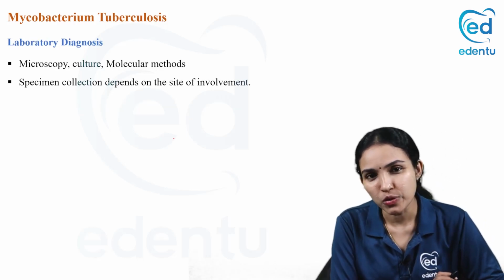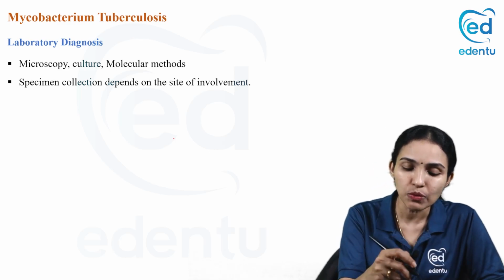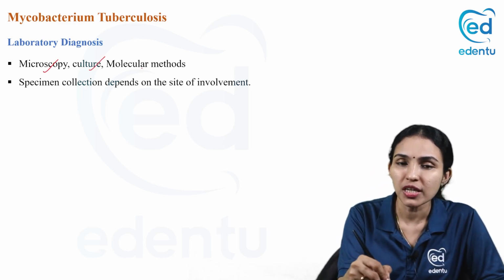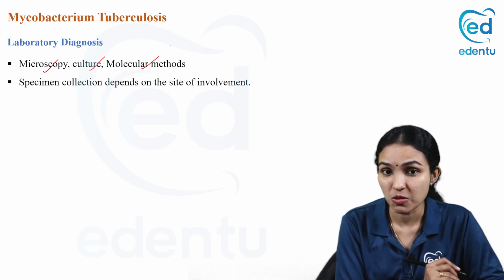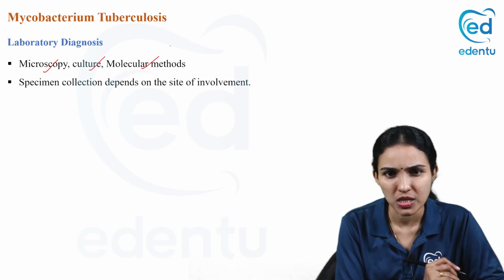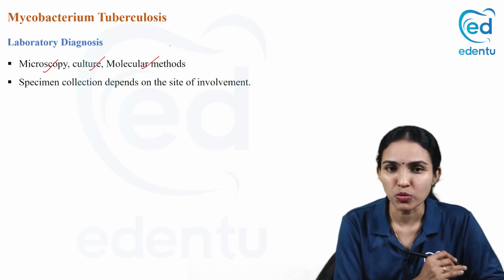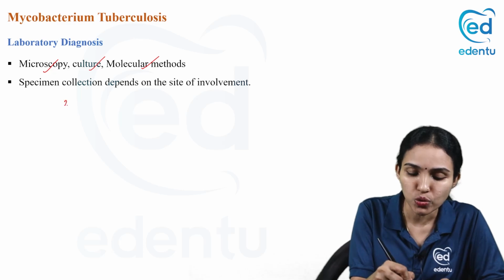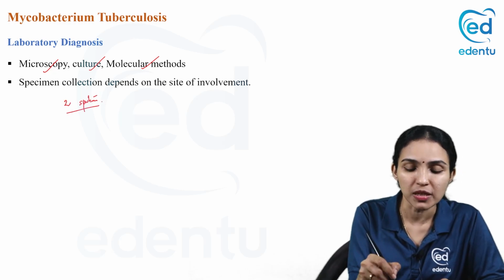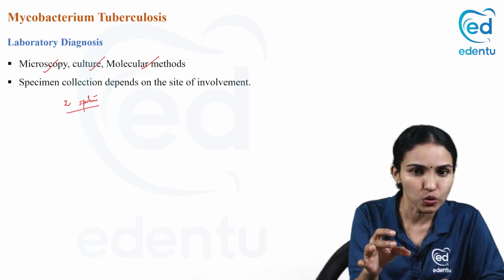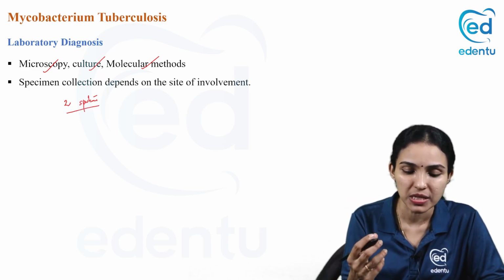Coming to the laboratory diagnosis, so we have learned pathogenesis. The next important part is lab diagnosis. Basically, we have microscopy, culture, and molecular methods available for diagnosing TB. So you should know what are the specimens that you collect for tuberculosis diagnosis. Pulmonary is the most common form, so sputum is the most important specimen. You have to take 2 sputum samples. When a person comes with suspicion of TB, you take a sputum sample on the spot and you ask them to bring a sputum sample next day early morning. So 2 samples are required.